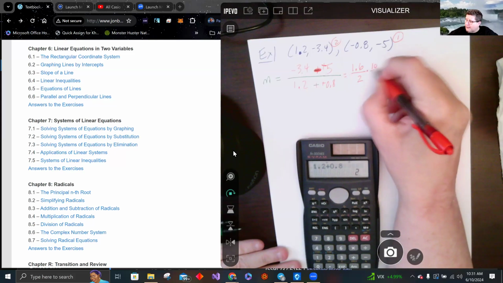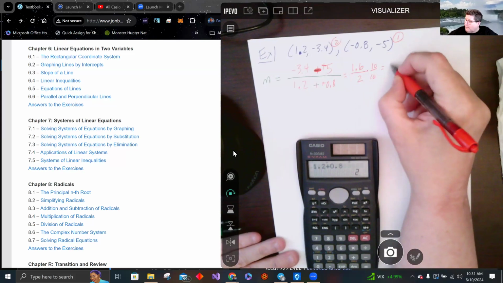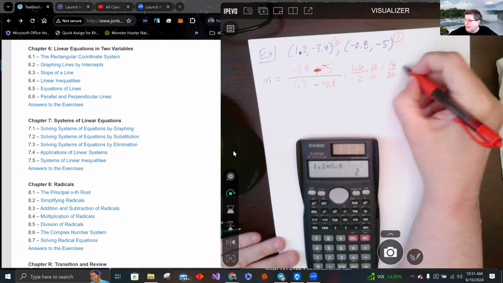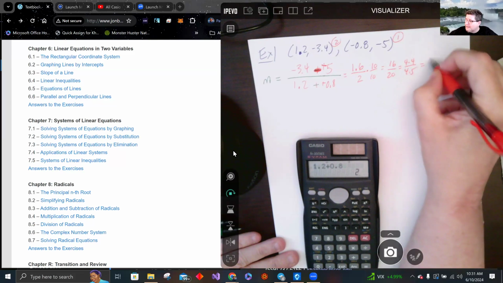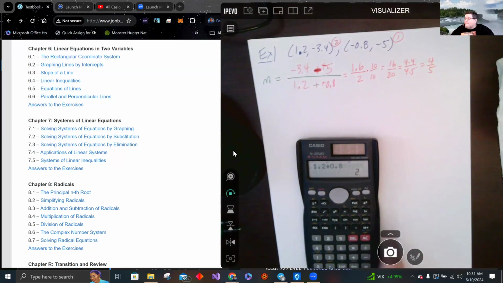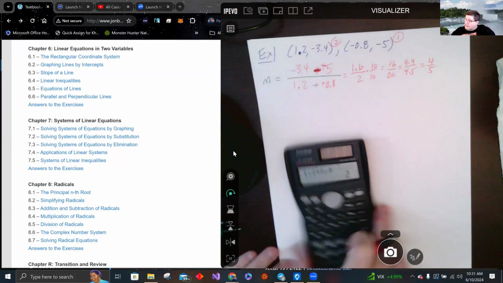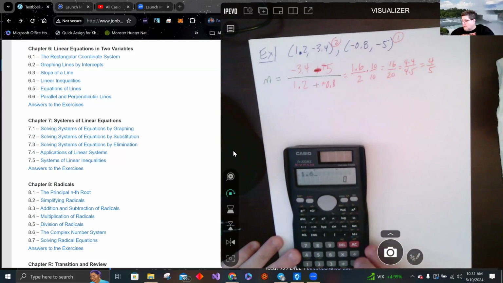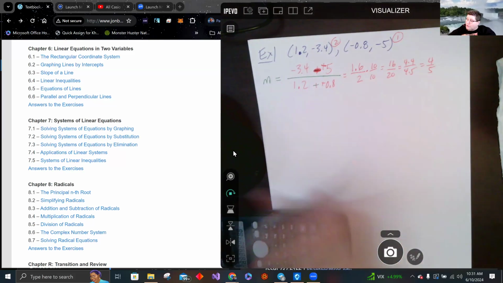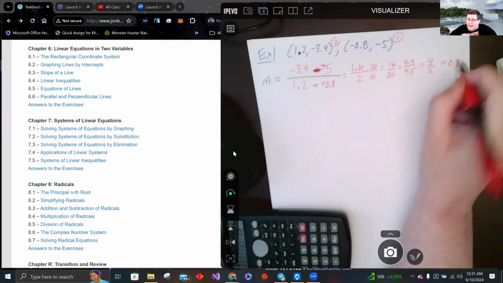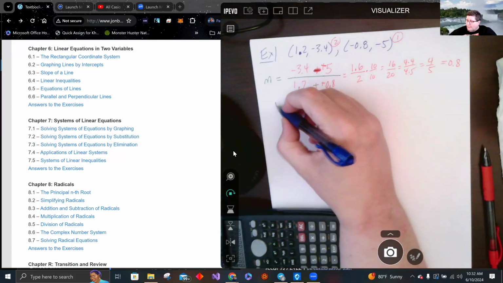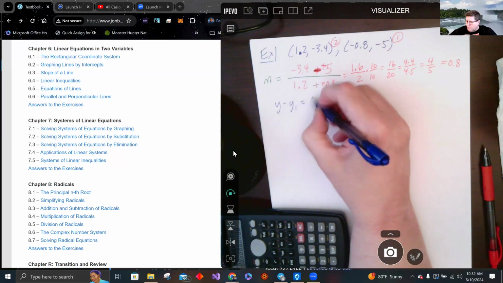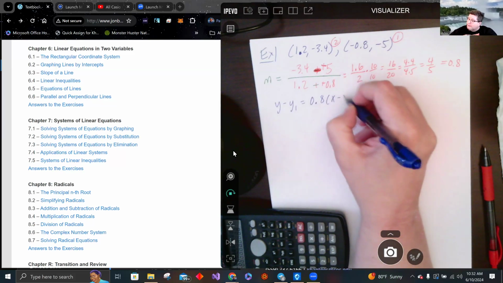Rather than grabbing a calculator, I'm just going to multiply by 10. I get 16 over 20. This is 4 times 4 over 4 times 5. This is 4/5. But I'm sure you guys will use the calculator method. So let's do that, which is 0.8. So y minus y1 equals 0.8 times x minus x1.